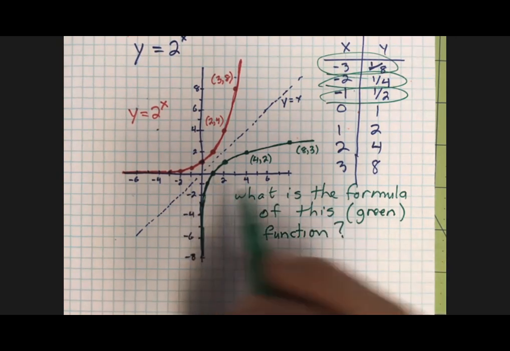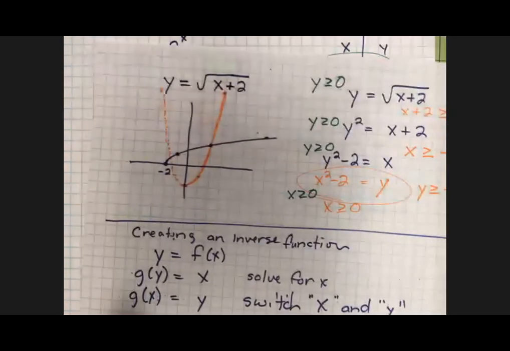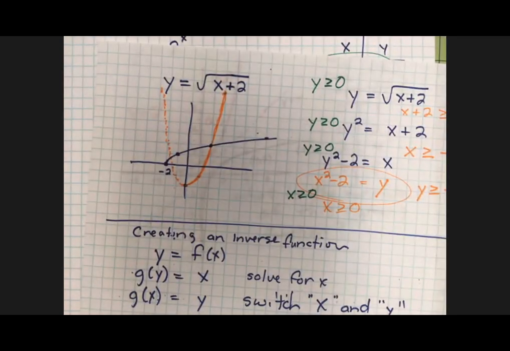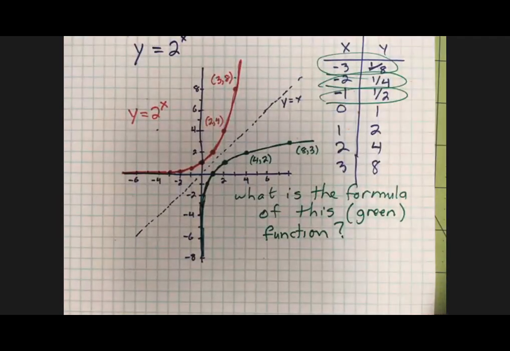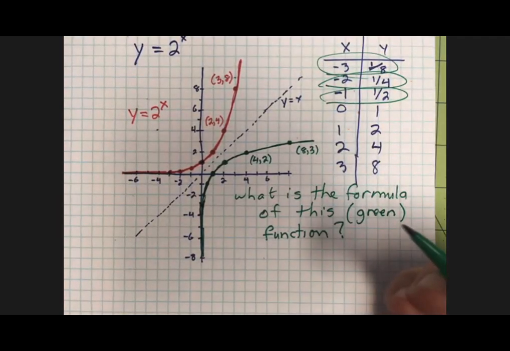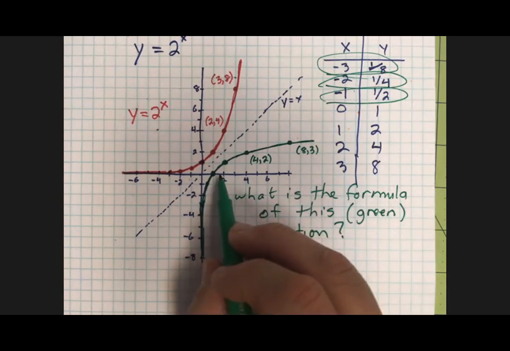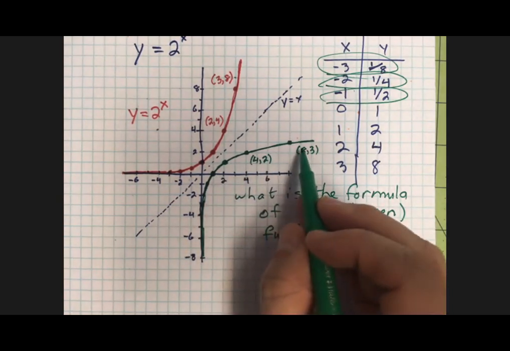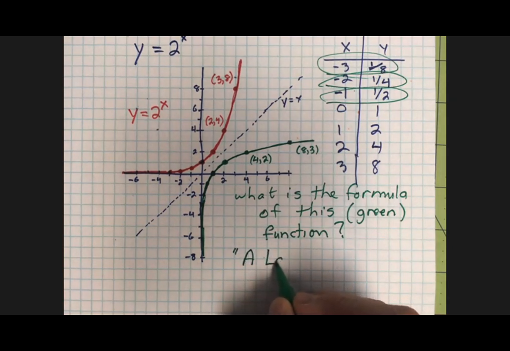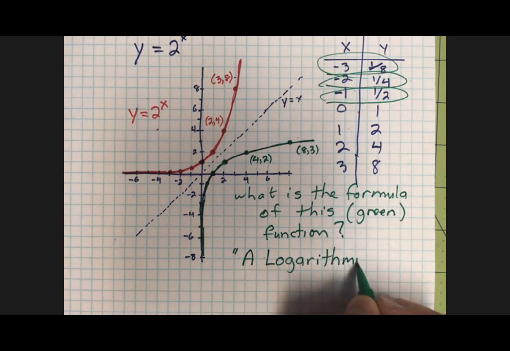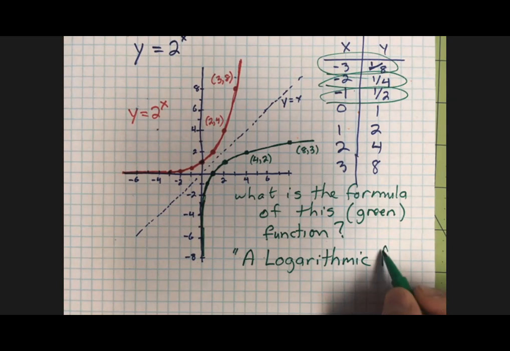I mean, I know square roots and squares, even if I only use half of them. I know lines and other lines. You know, I got names for everything. But what's the name of this green function? This earned a special name. It's called a logarithmic function.